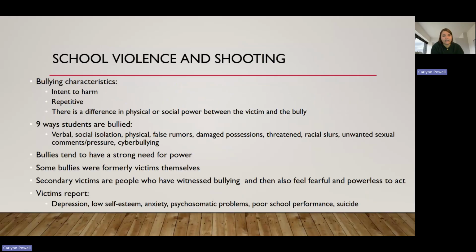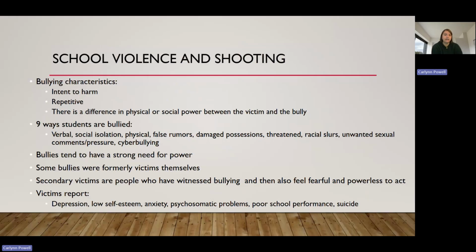Okay, let's take a look back at school violence and shootings. Now, I know this can be a really difficult topic. We're going to start with bullying, and then we're going to talk about how potentially people who were bullies have been victims of bullying, and how that can escalate as they get older.